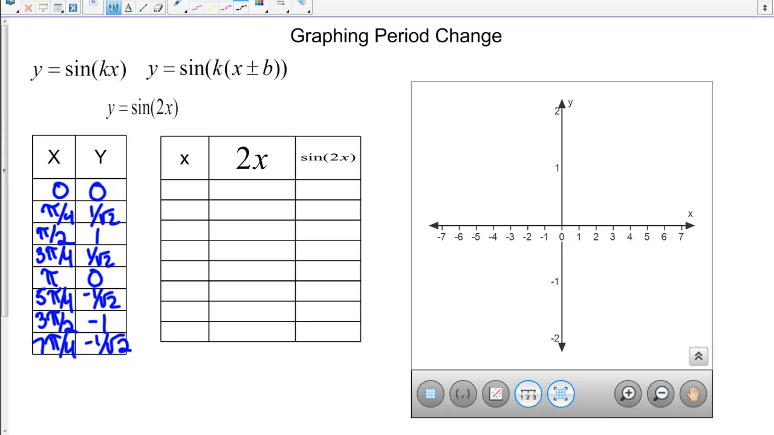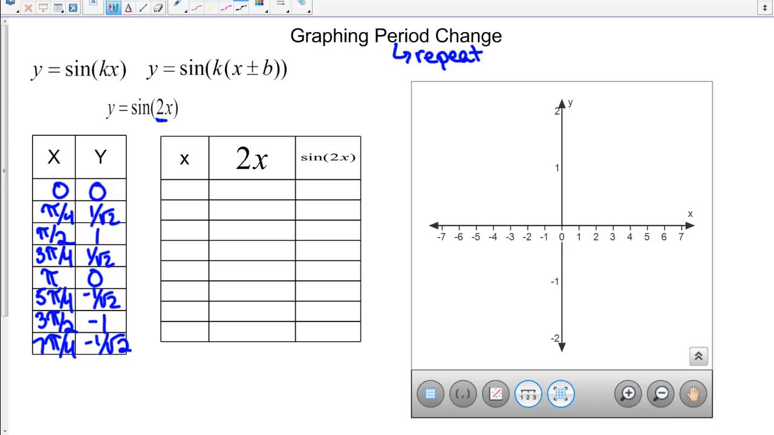Let's say we have an equation y equals sine of 2x. So this 2 is going to change our period. And our period is how often we repeat. So how often do our values on our sine of x repeat?